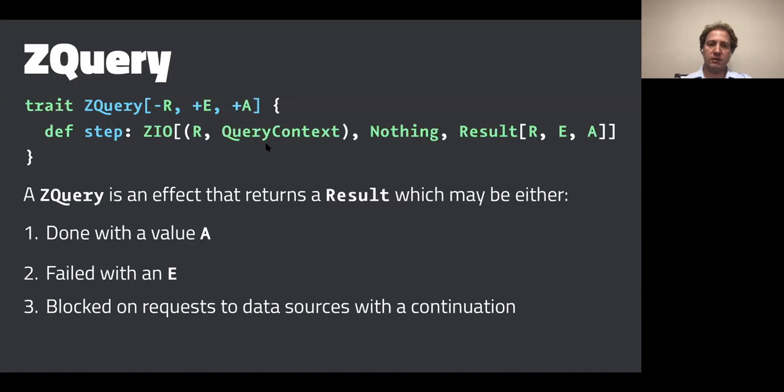And it's also going to build in this query context, which essentially includes a cache and logging and other facilities that are going to help us do this query. It can't fail, but it's going to return this result. And a result can either be done with a value of A, it can be failed with an E, or it can be blocked on some set of requests to data sources with a continuation that we can execute after we get the result from those requests. So let's see what that looks like.